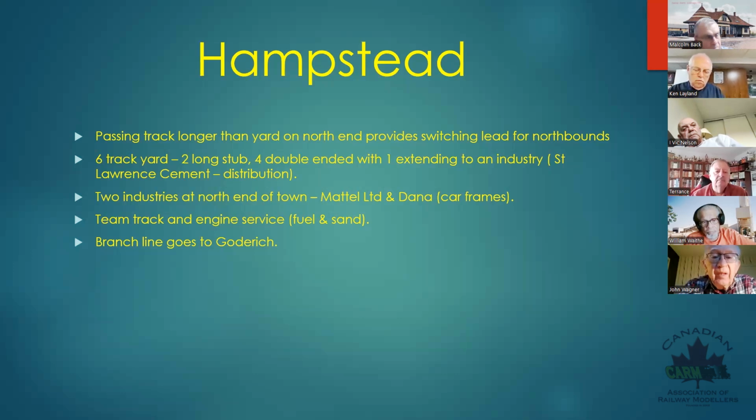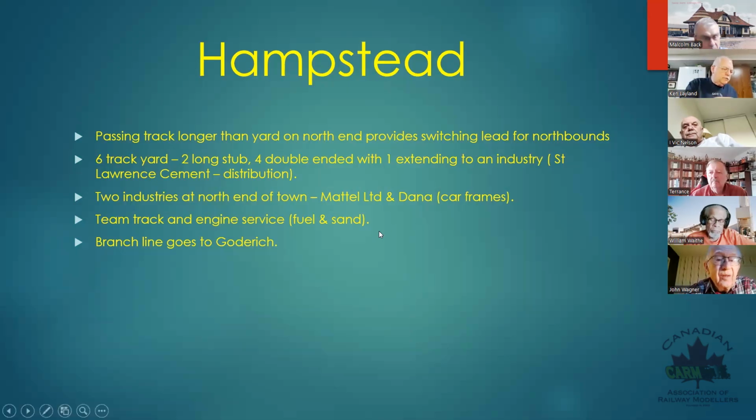So any cars going north have to be in one of those double-ended tracks so that they can be picked up from the north end. And of the long ones, one is always southbound cars, and the other one is usually local cars that will be either spotted in town or on the Goderich train or going up to Rotsburg. There's two industries out at the north end of town. And of course, we have team track and engine service, and then the branch line to Goderich.